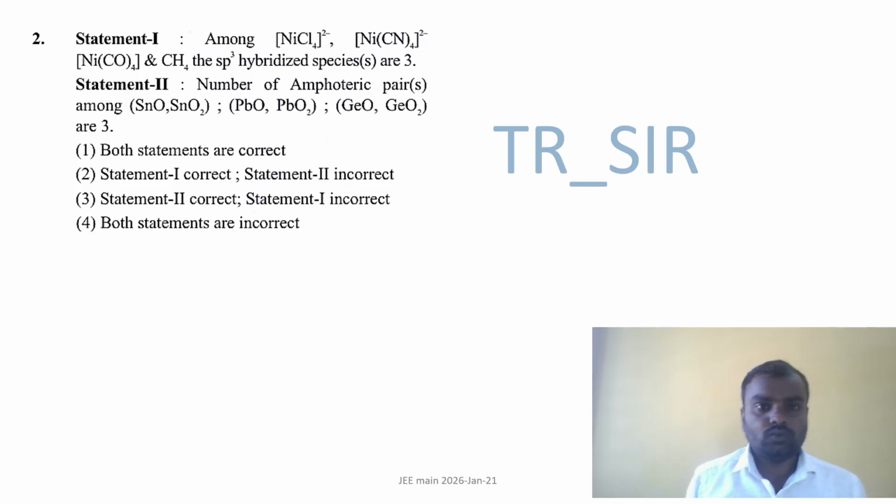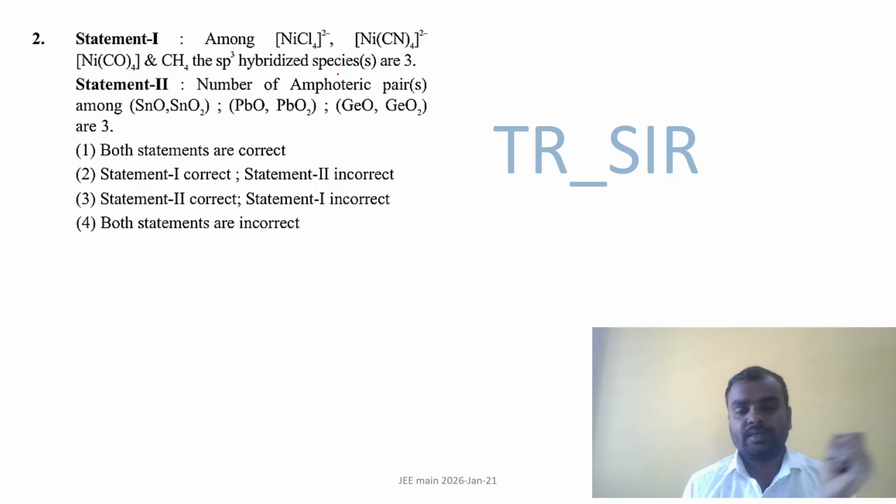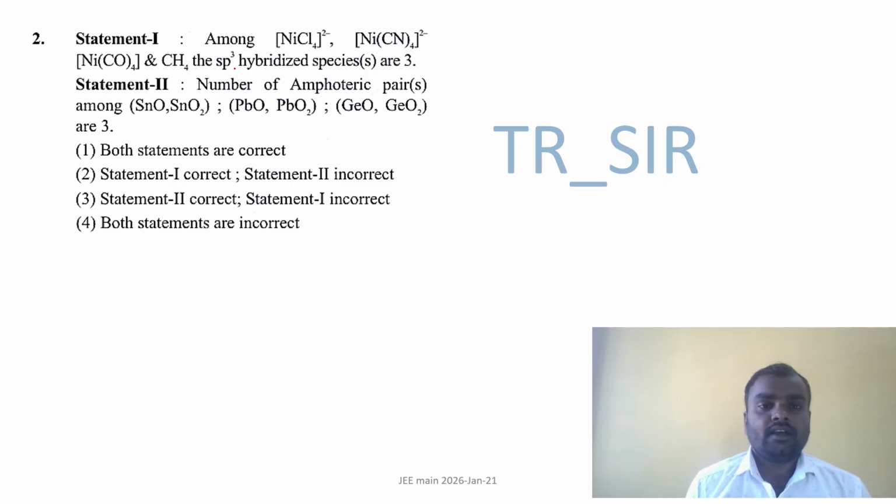Now question number two. Here they have given statement one and statement two, and we have to decide which statement is correct. Statement one is talking about NiCl4 2-, Ni(CN)4 2-, Ni(CO)4 and CH4 as sp3 hybridized species. They are telling that the sp3 hybridized species are 3. Let us find out how many of them are sp3.